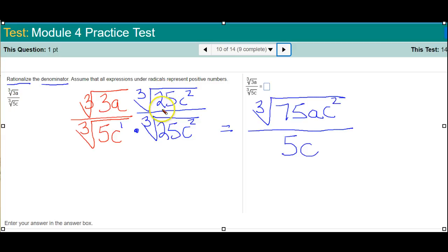Now when you get to do these, I've seen enough of the practice tests that the numbers change. But this is the pattern that you will need to follow.